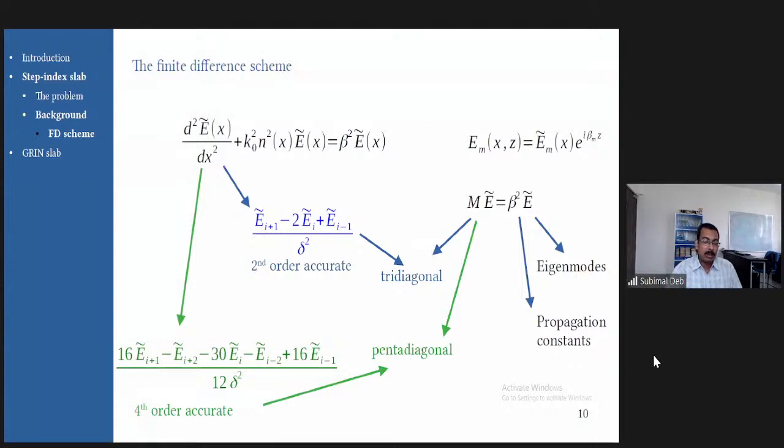But mind you that you will need specialized routines for diagonalization. There are several routines which are available, but it is good to use routines which are specialized for these banded matrices. If you use routines which are most general, then you may not get a very accurate value of the propagation constants, that is the eigenvalues. So it is always good to use the routines which are specialized for banded matrices in this case.